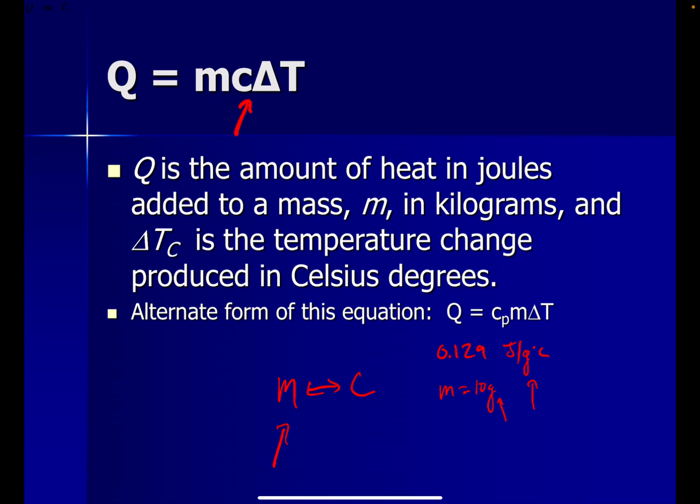c is your specific heat, and then ΔT is your change in temperature. If you don't remember how to do change in temperature, change in T is equal to T final minus T initial. Any change is just equal to the final minus initial.